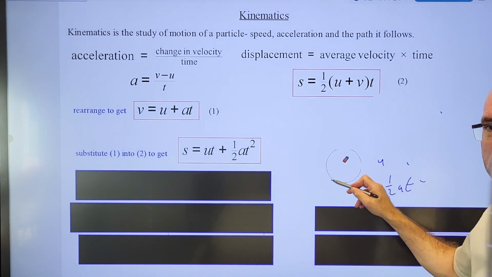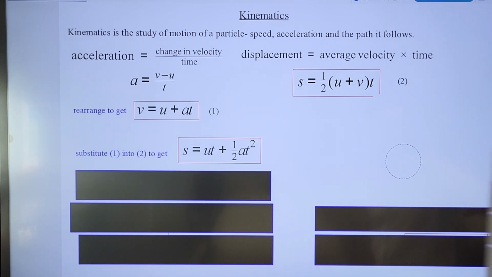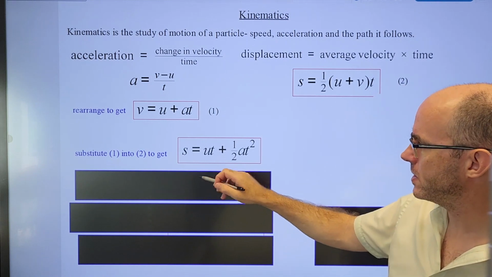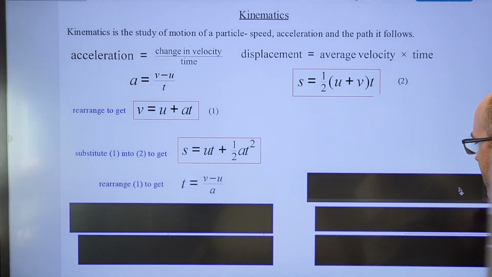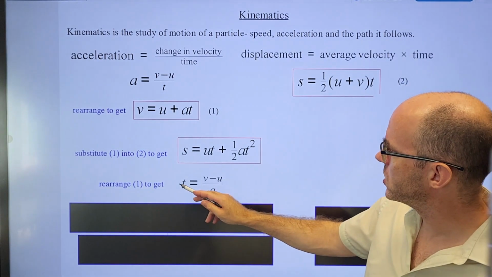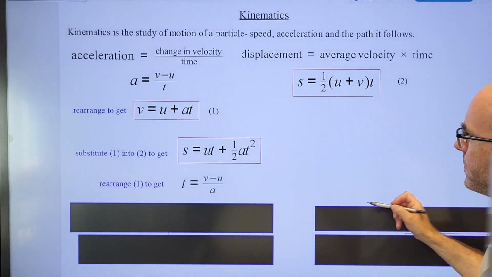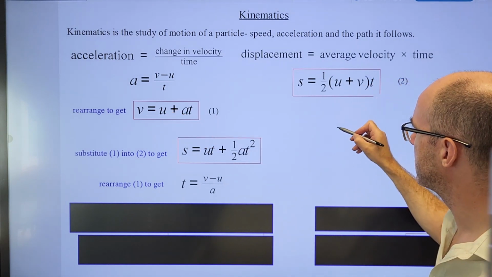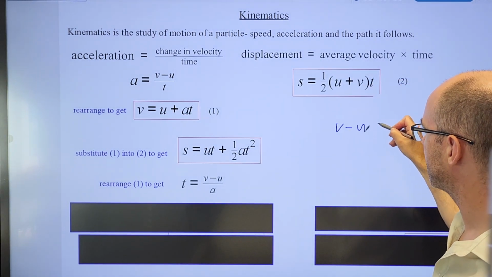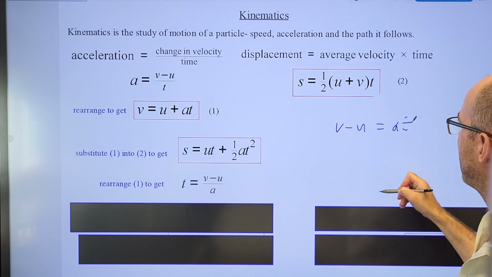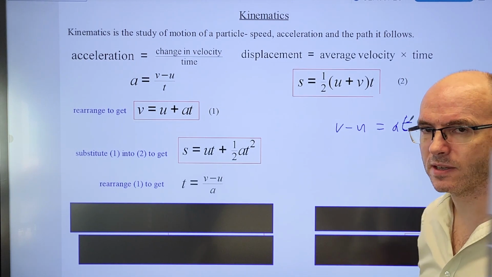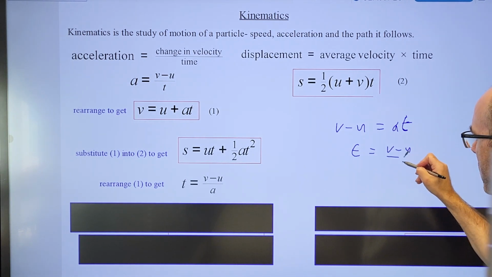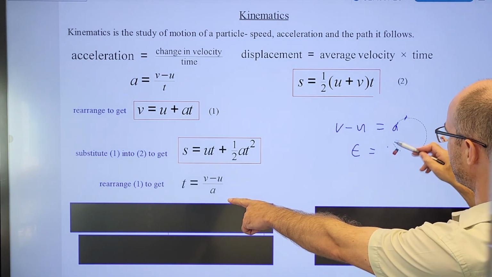I'm not numbering all of these. I've just put numbers 1 and 2 because it makes it easier to write here what the method is for deriving the others. Now I'm going to rearrange equation 1 to get this. Can you see how that one's done? Rearranging to make T the subject, you'd put U onto this side to get V minus U is equal to AT, and then divide by A to get T equals V minus U over A. So that's that one there.